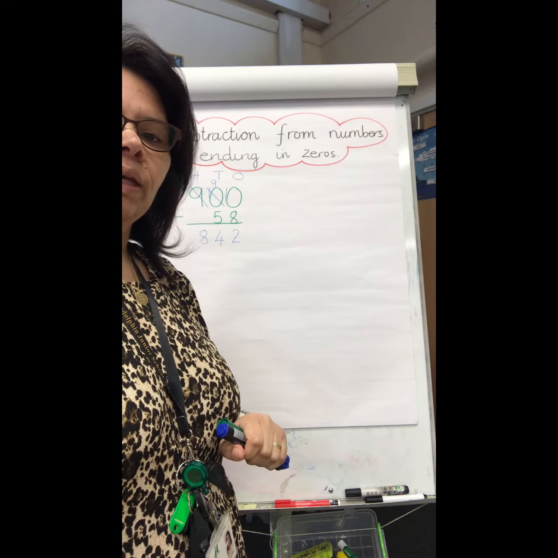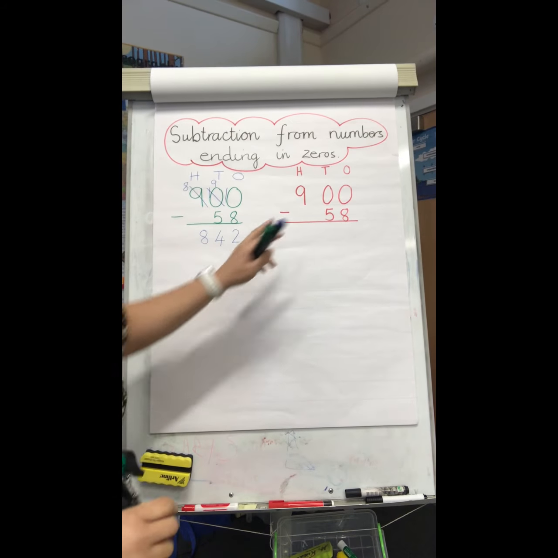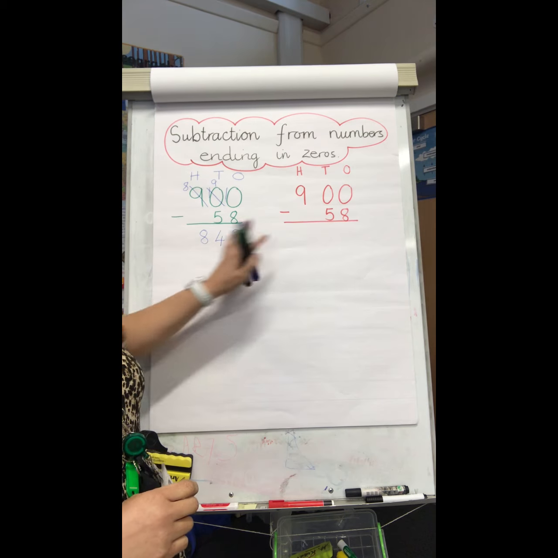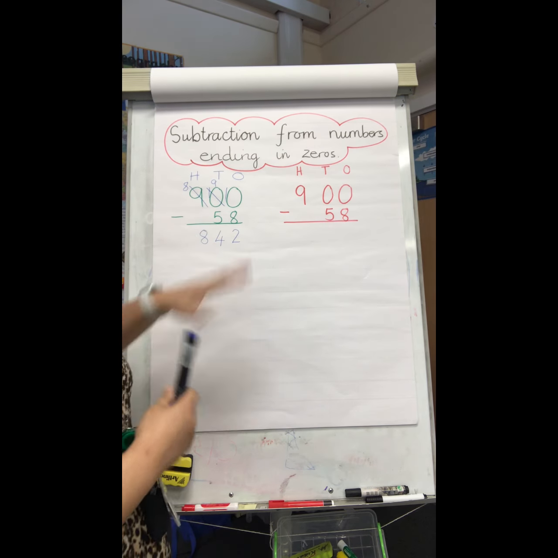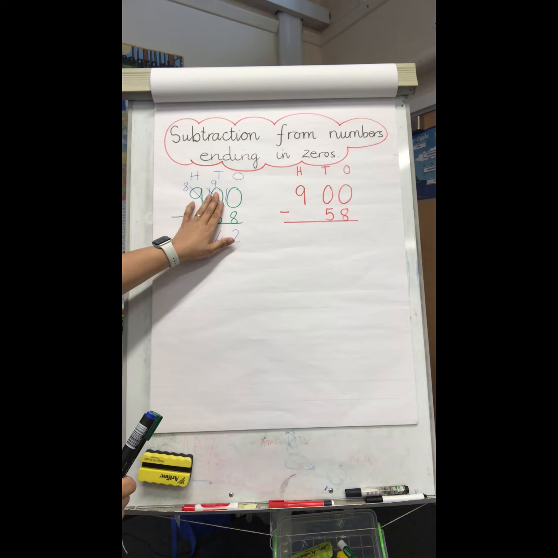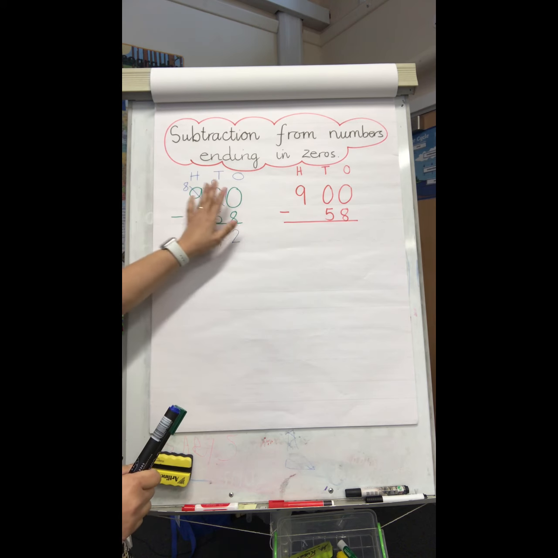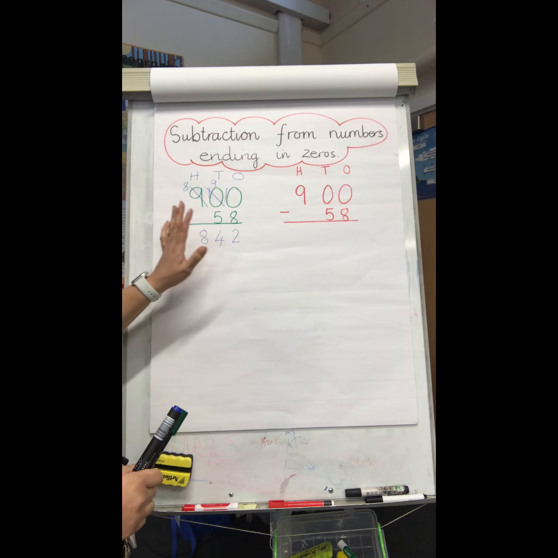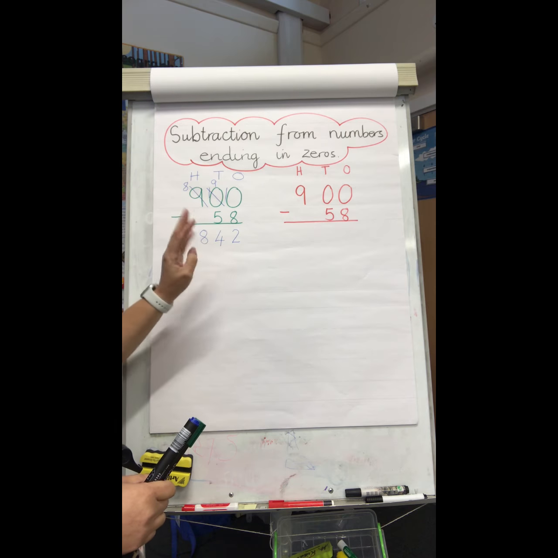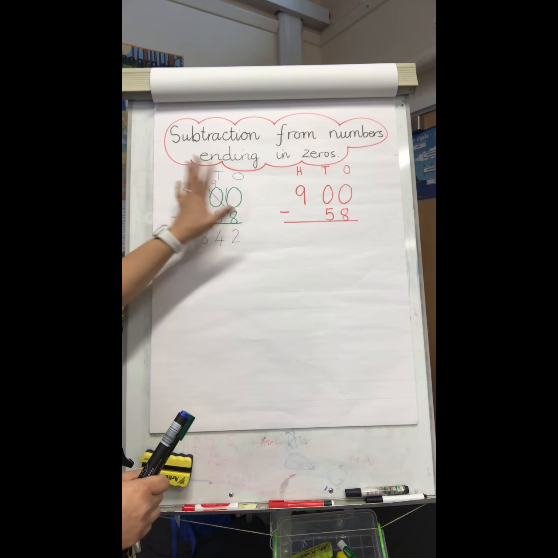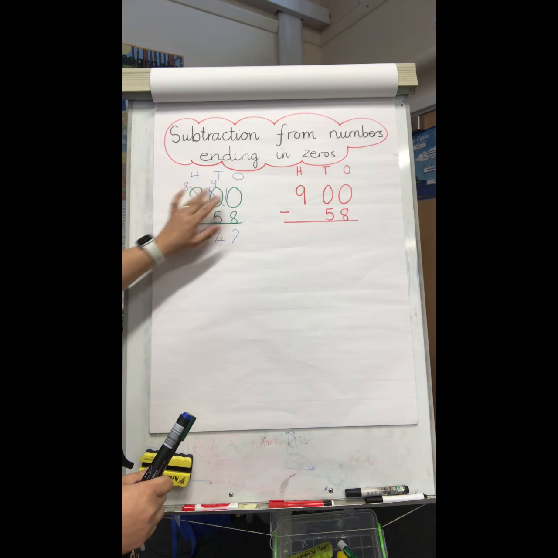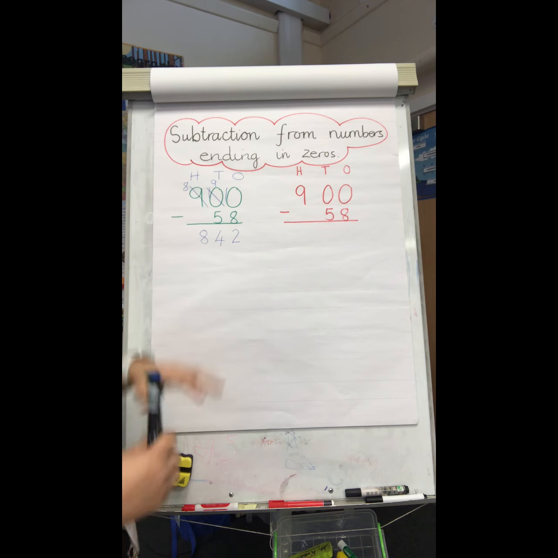So stay with me. Right, I've got 900, take away 58, exactly the same as this one. Now with this one, we borrowed and we had to go back to the beginning and start again because we do not want to lose any of our numbers, which can be quite confusing with all this taking away and adding and things like that.